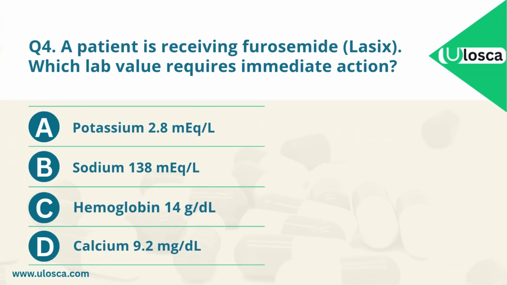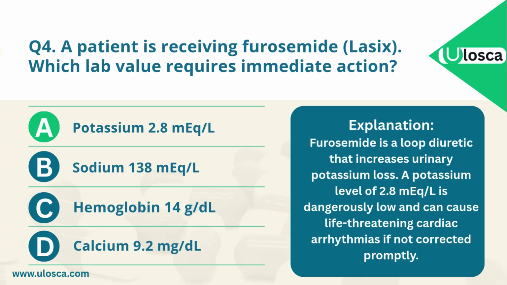The correct answer is A. Potassium 2.8 milliequivalents per liter. Explanation. Furosemide is a loop diuretic that increases urinary potassium loss. A potassium level of 2.8 milliequivalents per liter is dangerously low and can cause life-threatening cardiac arrhythmias if not corrected promptly.